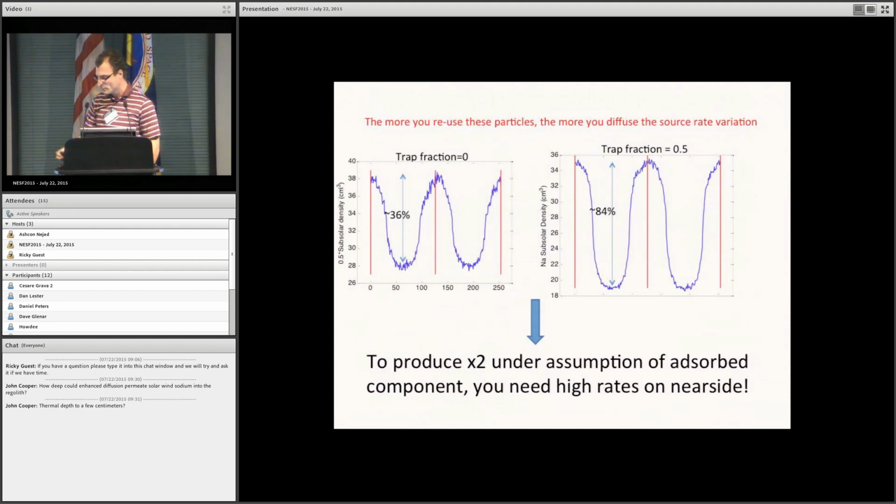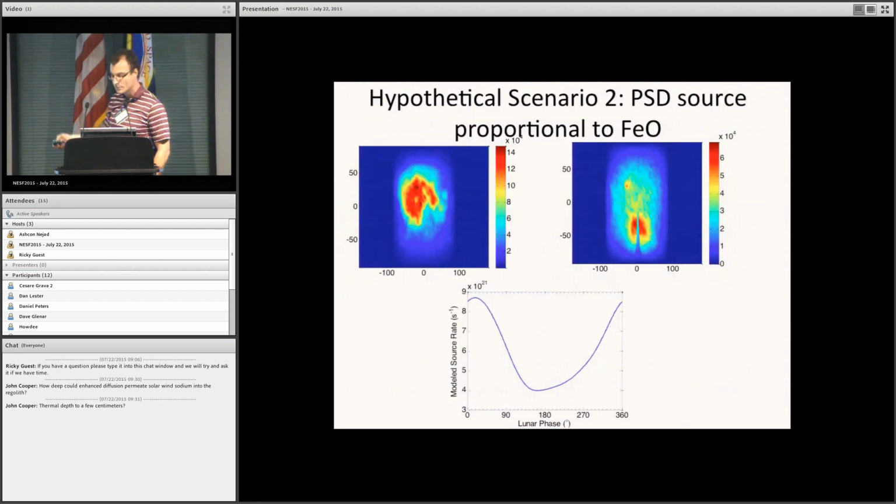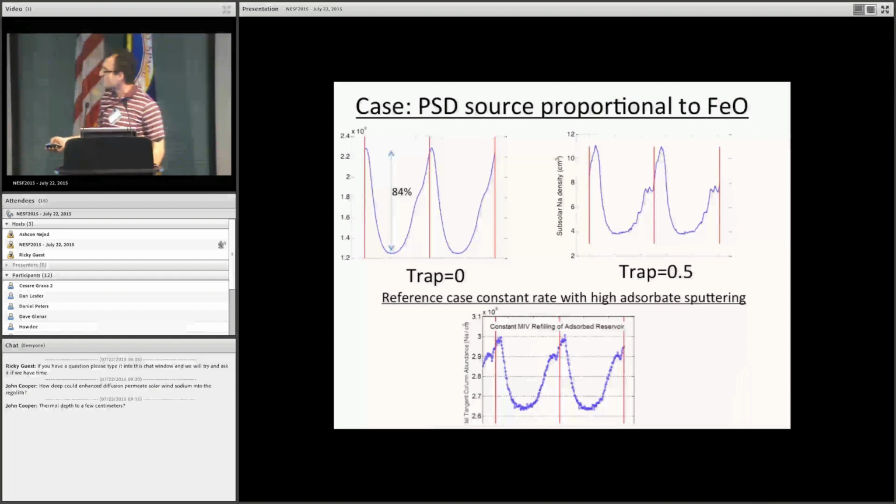And this is just a toy model to demonstrate that in this case, if you assume no sinks to the surface, you put in a factor of 2 difference in source rate, but you get only a 36%, about 1/3, variation in 1 month. That is because, again, you have injections from previous lunations, and because particle transport is a diffusive process, you diffuse the difference in source rate that you put in. It gets a little better if you assume high reaction rates on every bounce as a trap function here, but still it's not the factor of 2 that you expect.